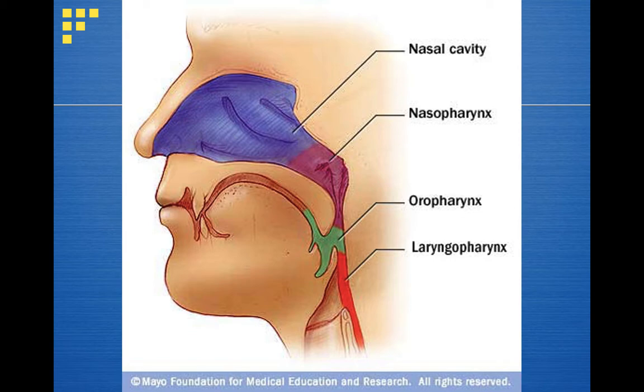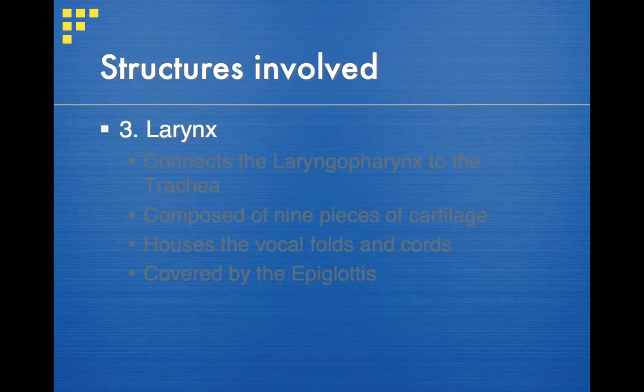which would have the epiglottis in it, which is the structure that closes the trachea when you swallow. But when you're not swallowing, the epiglottis is always keeping the trachea open, the windpipe, to allow us to breathe.